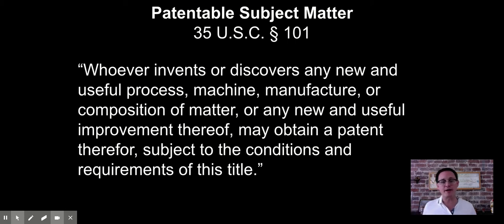Okay, so we'll start with the patentable subject matter requirement, and that's provided for under Section 101 of the Patent Act, which says whoever invents or discovers any new and useful process, machine, manufacture, or composition of matter, or any new and useful improvement thereof, may obtain a patent, therefore subject to the conditions and requirements of this title. And you'll notice that under the language of the statute, it just says if you do any one of these pretty broad and broadly construed kinds of things, then you're potentially eligible for a patent.